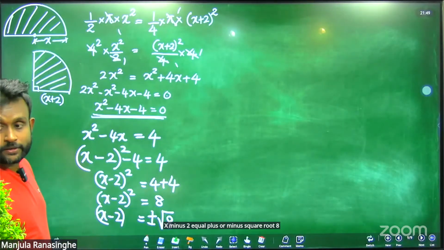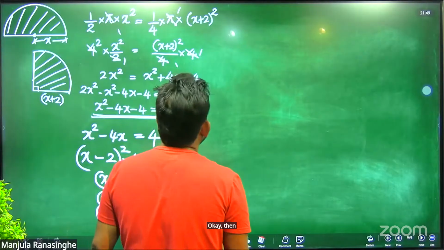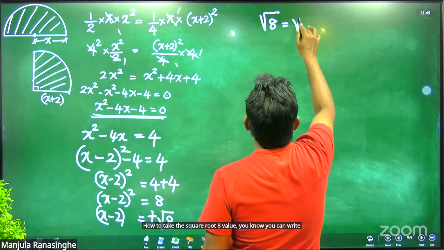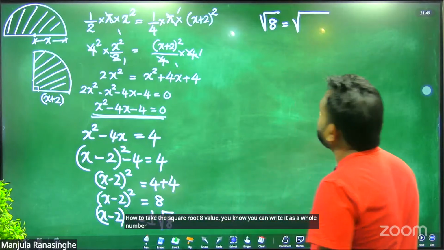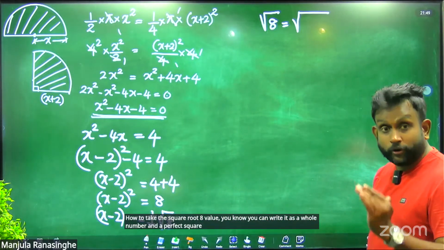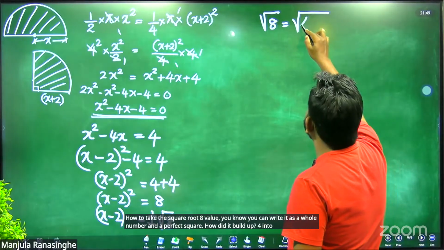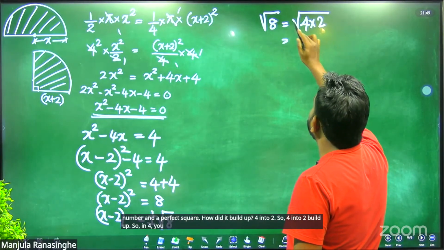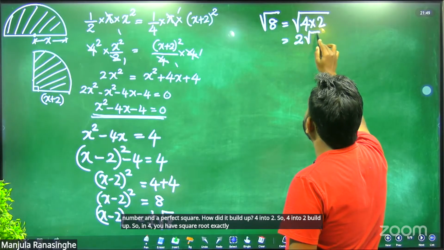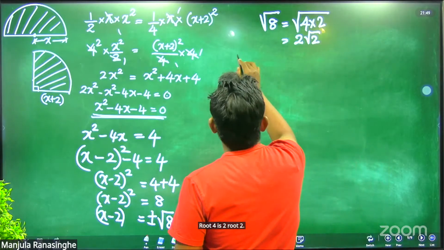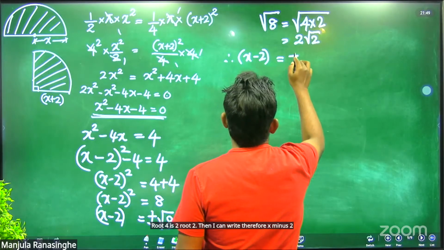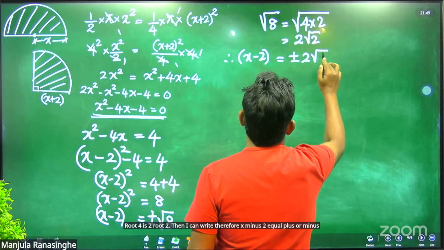Okay, then how to take the square root of 8? You can write it as a whole number and a perfect square. How does the 8 build up? 4 into 2. So in 4 you have a square root exactly. Root 4 is 2, so root 8 is 2 root 2. Then I can write therefore x minus 2 equals plus or minus 2 root 2.